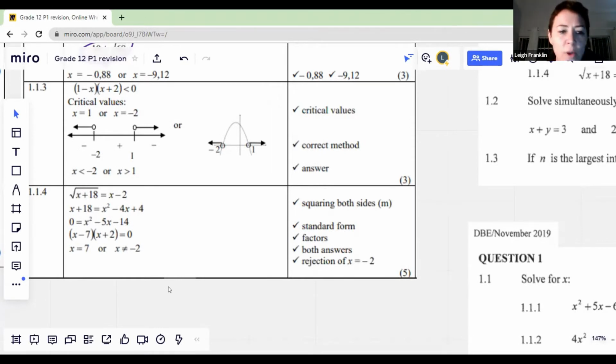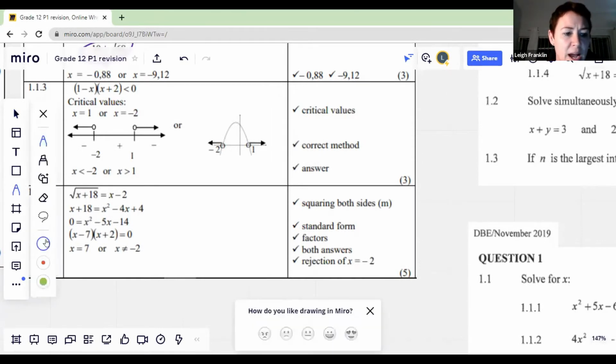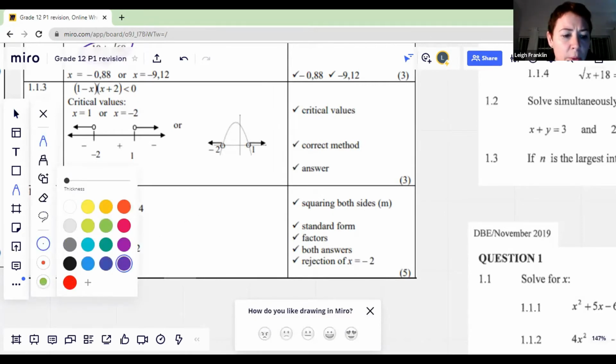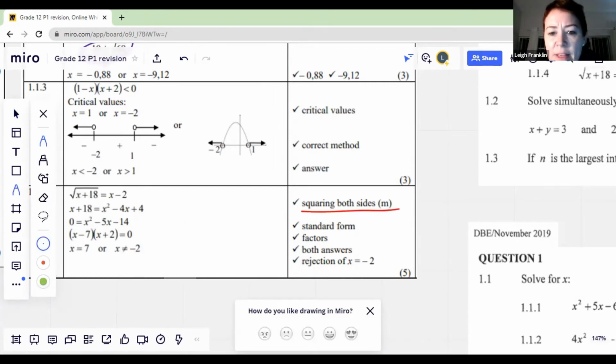So with these kinds of questions, when we square both sides, this squaring of both sides can possibly introduce a root that is not a valid root. Once we've squared both sides and got it into standard form, you can see there's a mark for standard form, a mark for squaring both sides, another mark for your factors. I hope everybody wrote their factors: (x - 7)(x + 2) = 0. If you leave off the equals 0, there are places where they can penalize you for that. So don't forget to make it equal to 0.